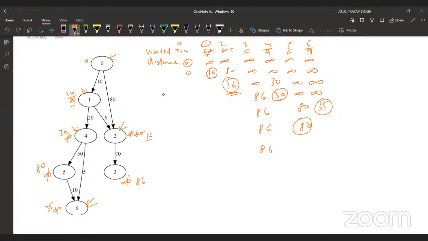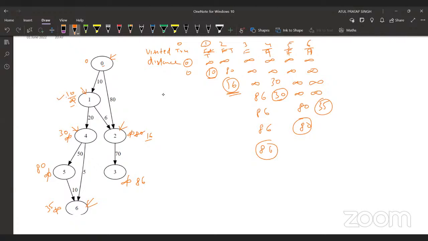Now 86, so we will select it. There is no vertex remaining unvisited. So this is the complete process of Dijkstra's algorithm. If you look at the shortest distance from 0 to every node, we can move from 0 to 1 in 10 distance. So this is the final result.